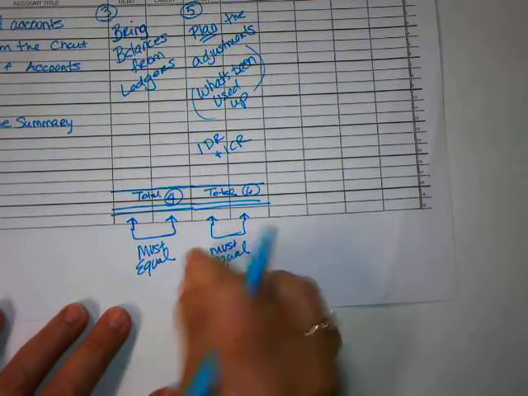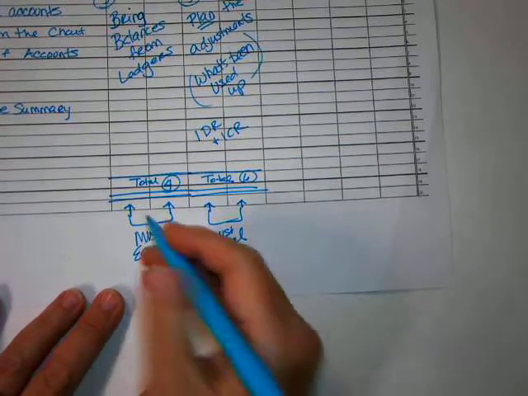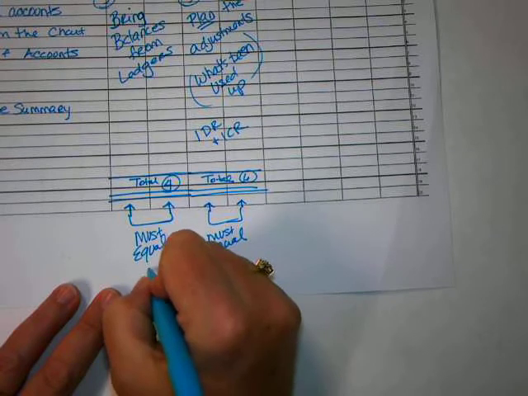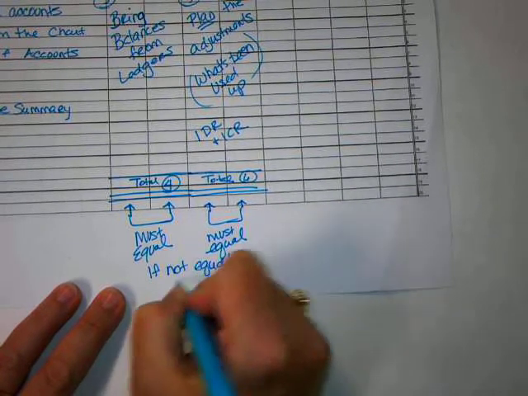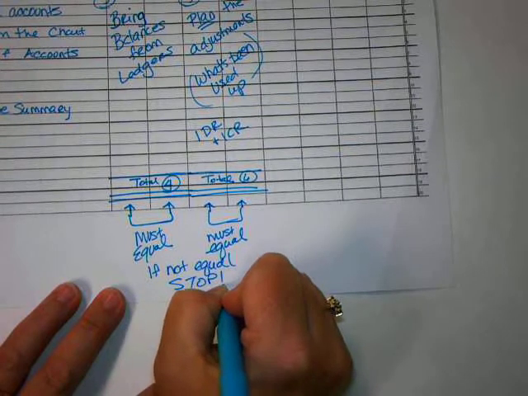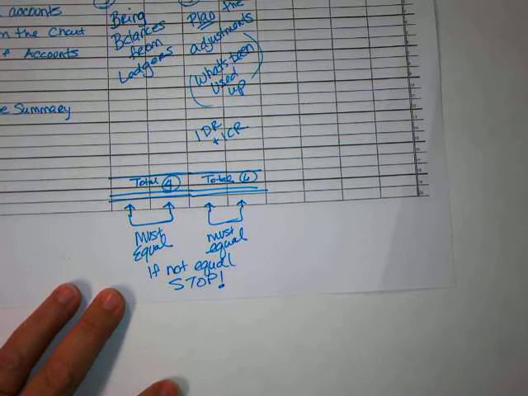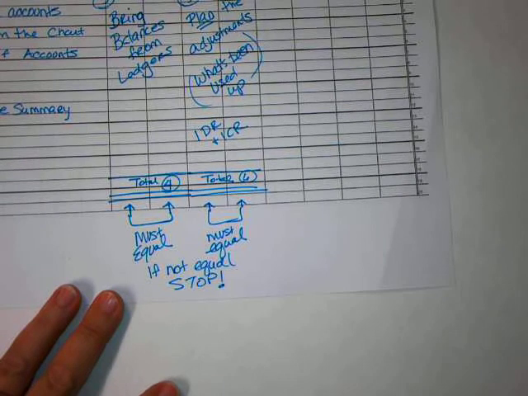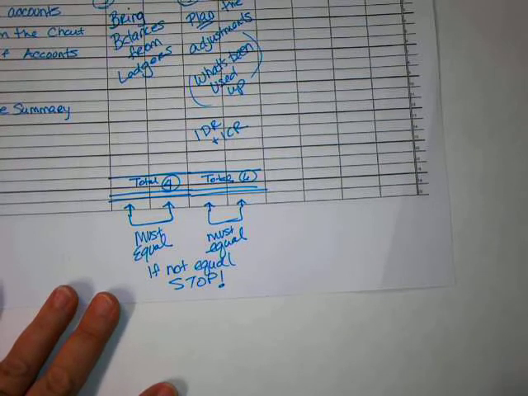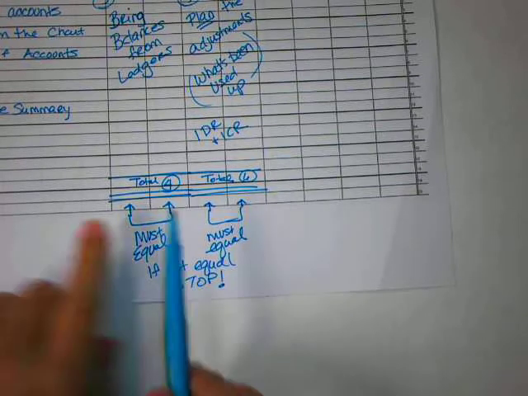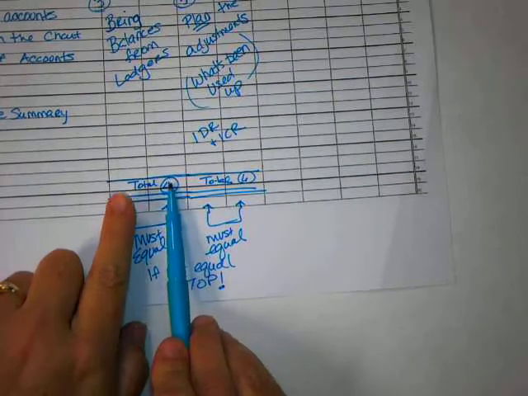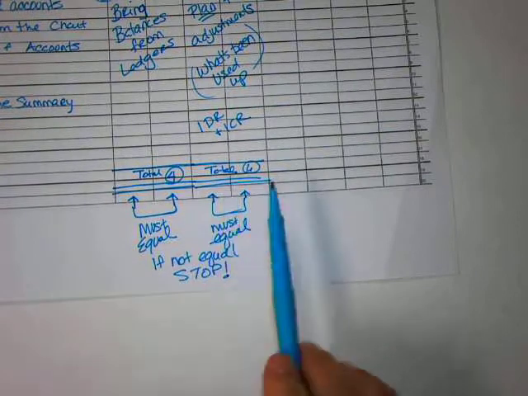All right, so again, when we're looking at this down here, if they're not equal, you need to stop and go fix it and find the errors. Do not move on. Yeah, so these 2 and these 2. Okay.